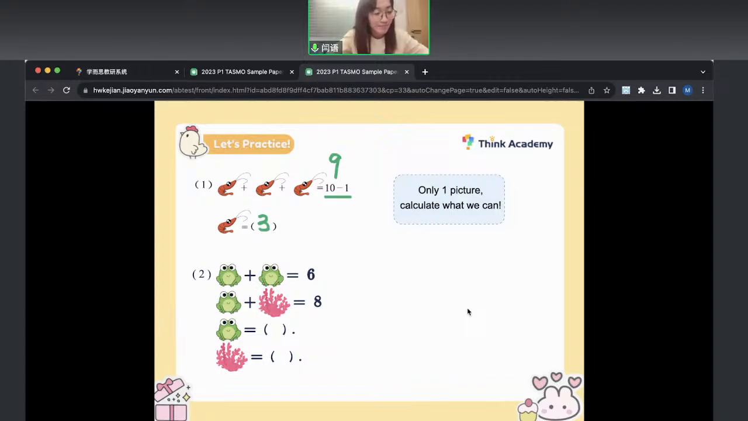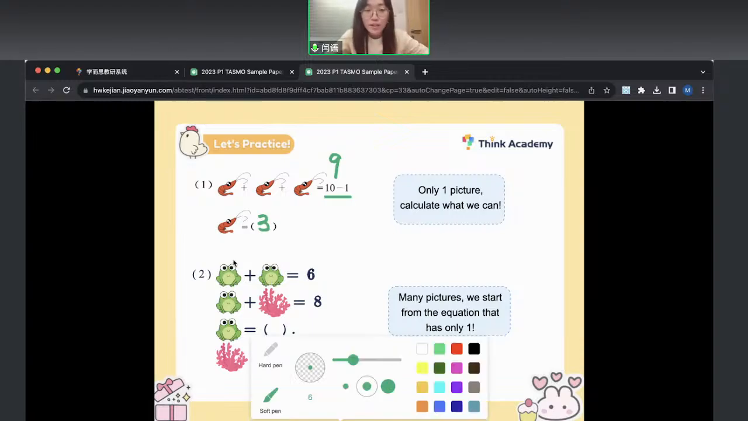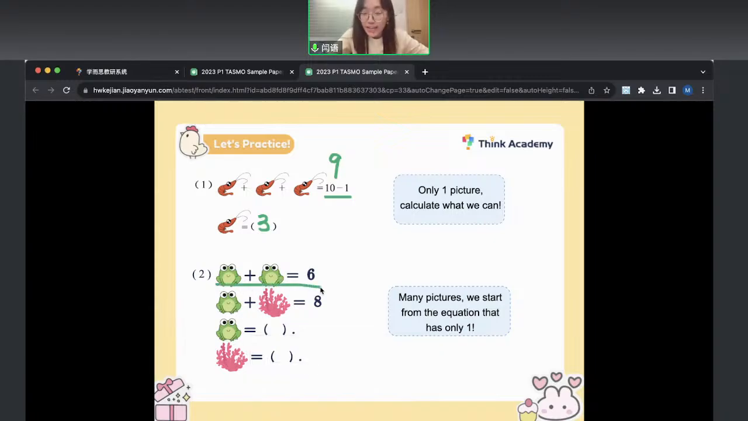Good job, Conan. Okay, so here everyone, let's have a look. Where should we start from? Again, what is the tip here? When there's more than one picture in the question, we start from the equation that has only one picture. So for this question, we need to start from the first one, right? Because here you see we only have a frog in the first equation.